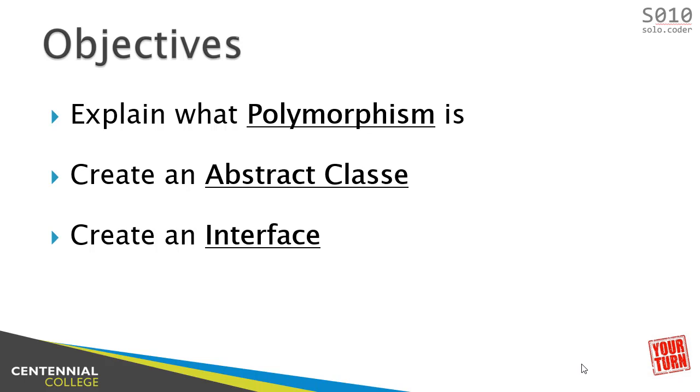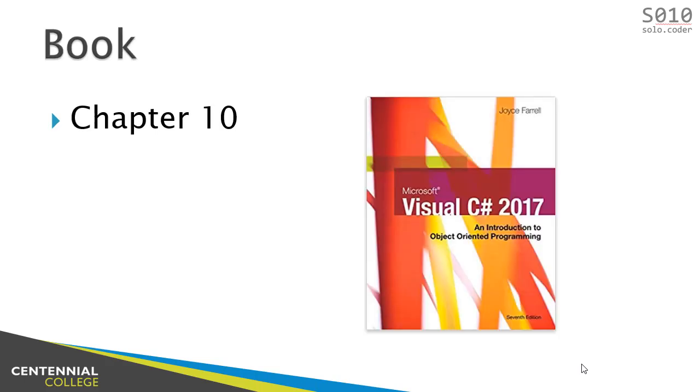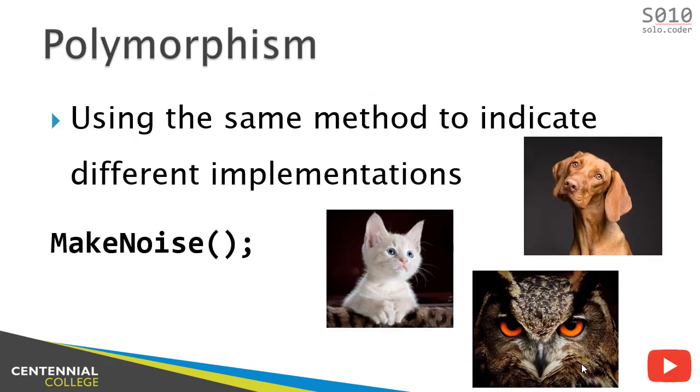Let's make this a little bit less abstract and more concrete. Let's go through a few examples here. First of all, this content is in the book under chapter 10, so you can have a look there. Let's go through a few examples of polymorphism.